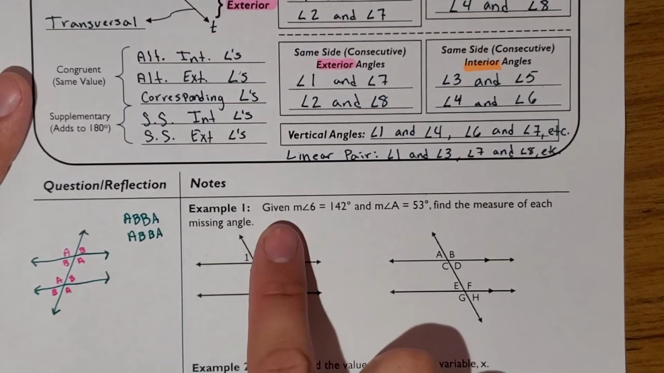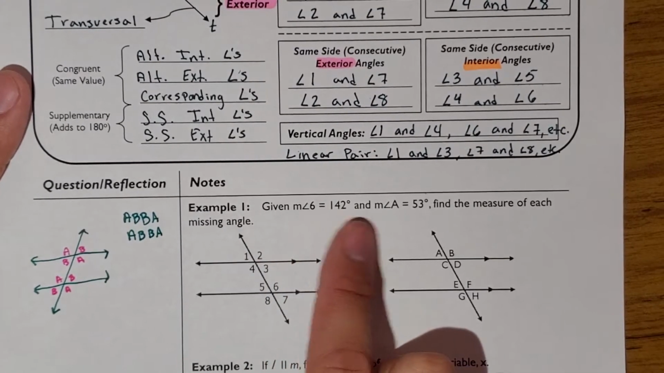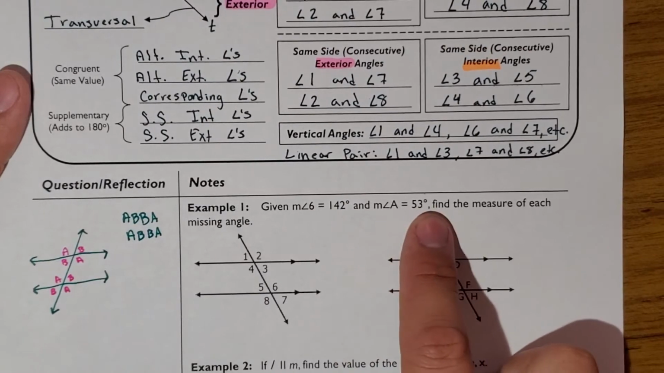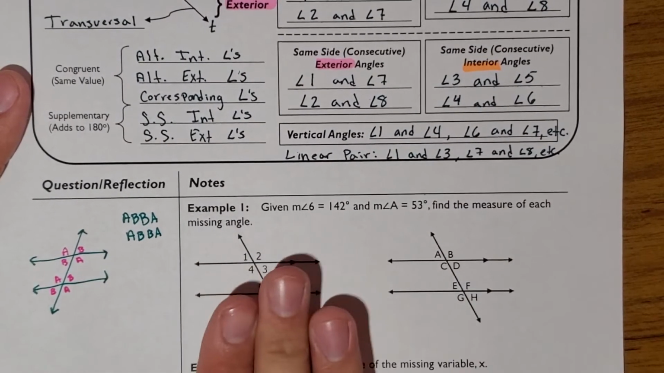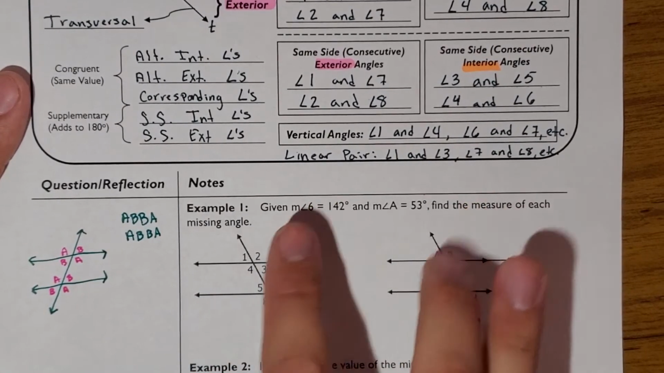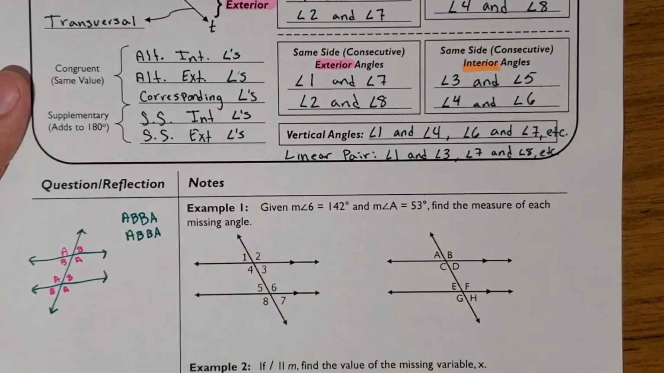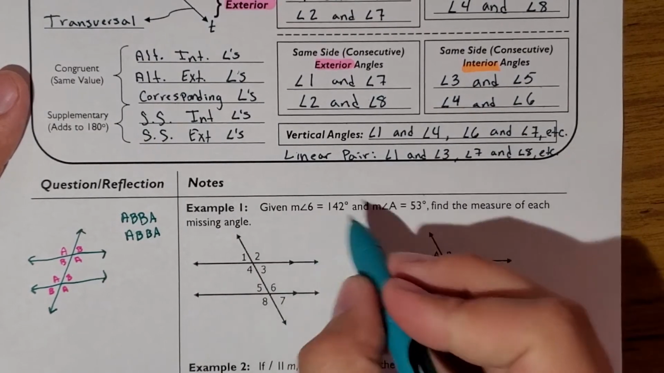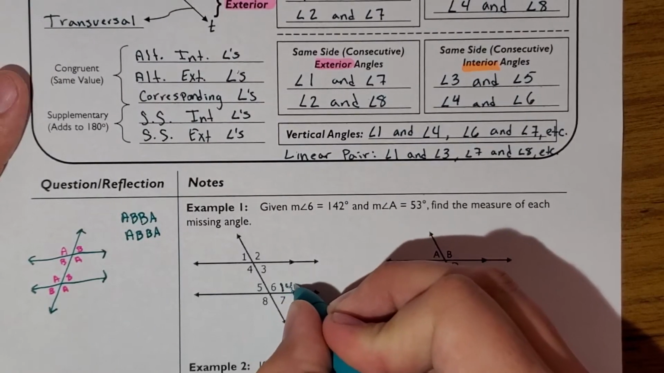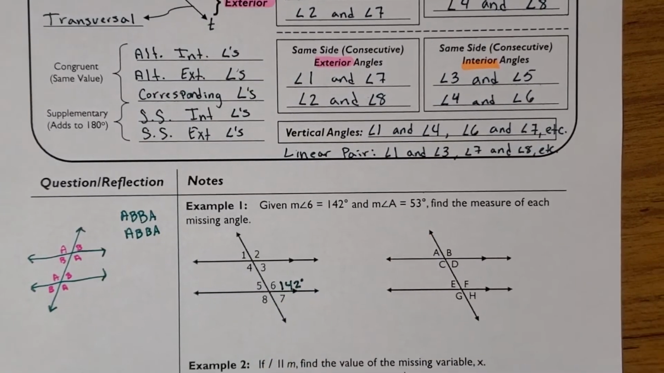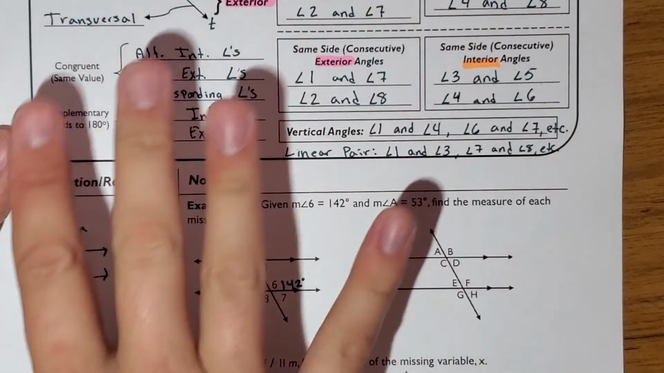If you take a look, this first one says, given that the measure of angle 6 is 142 degrees, and the measure of angle A is 53 degrees, find the measure of each missing angle. There are clearly two problems here. The measure of angle 6 goes into this one, but the measure of angle A goes into this one. So let's do the measure of angle 6 first. It said the measure of angle 6 is 142 degrees, so I'm going to put 142 degrees right here.